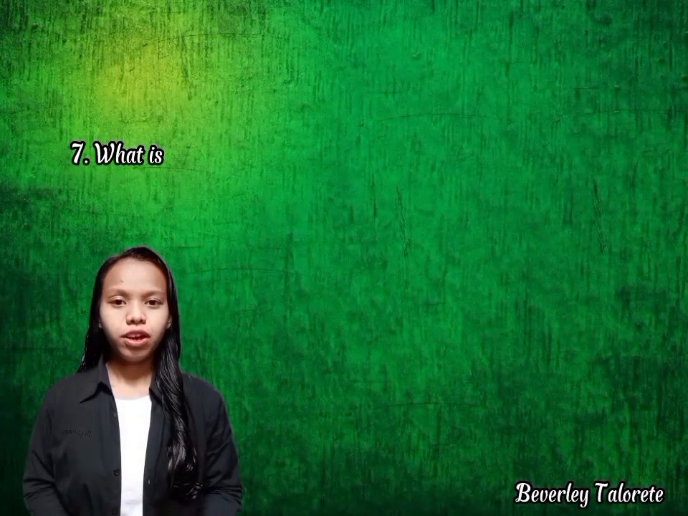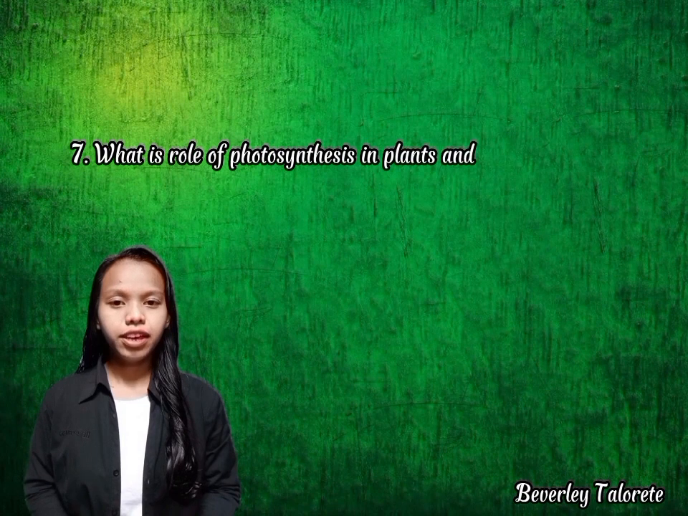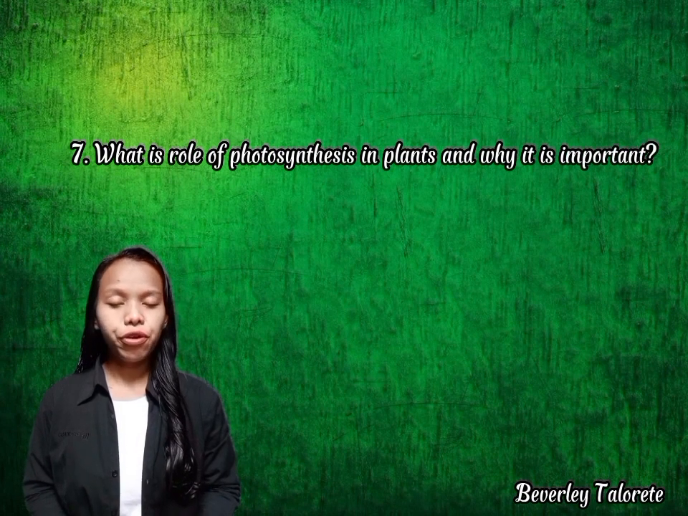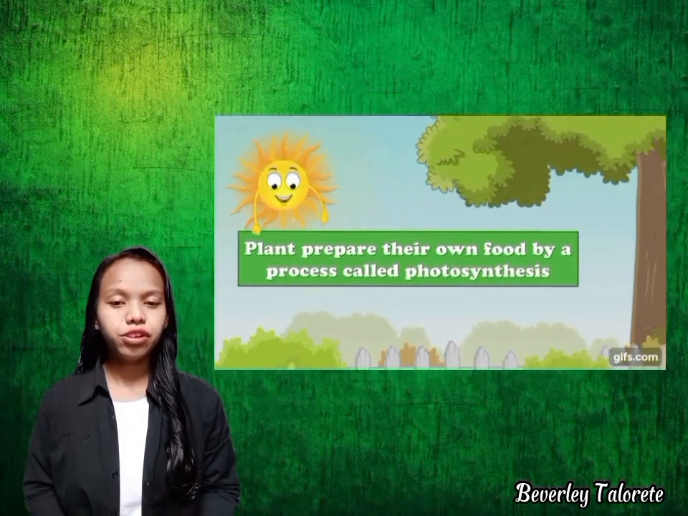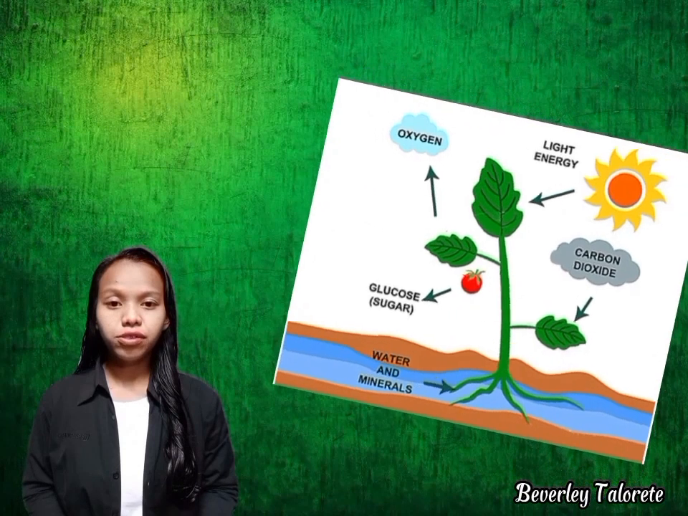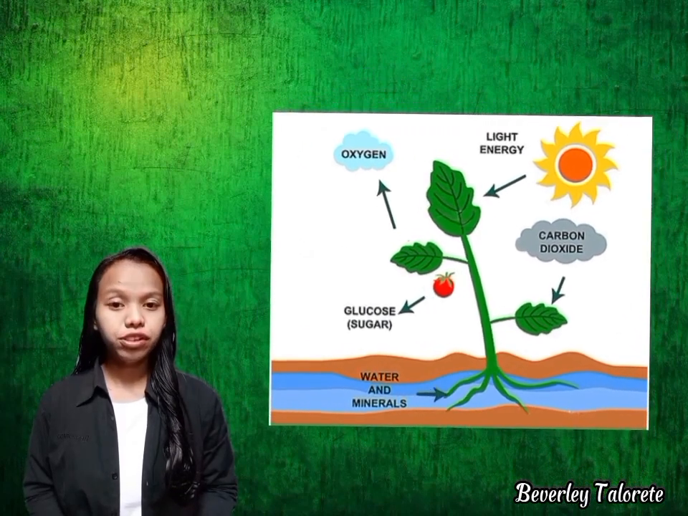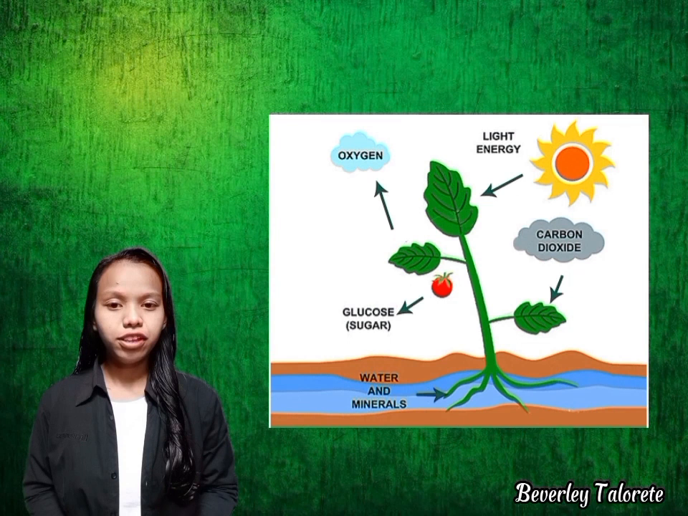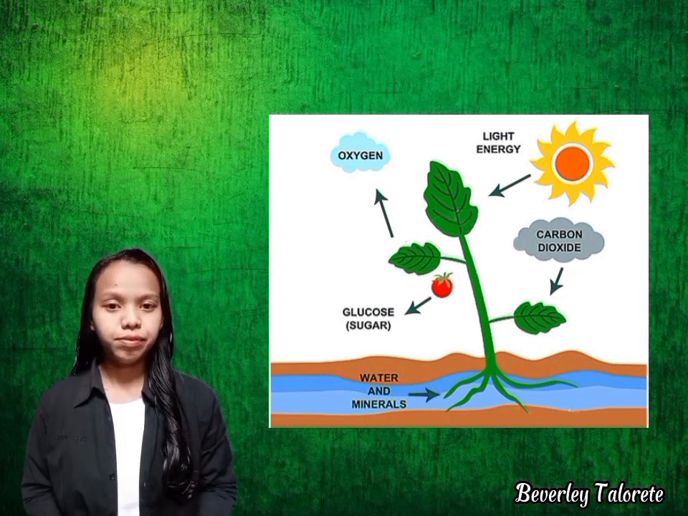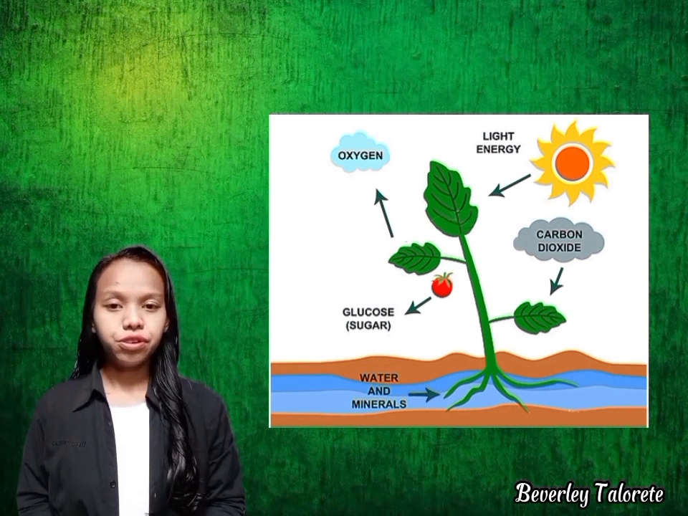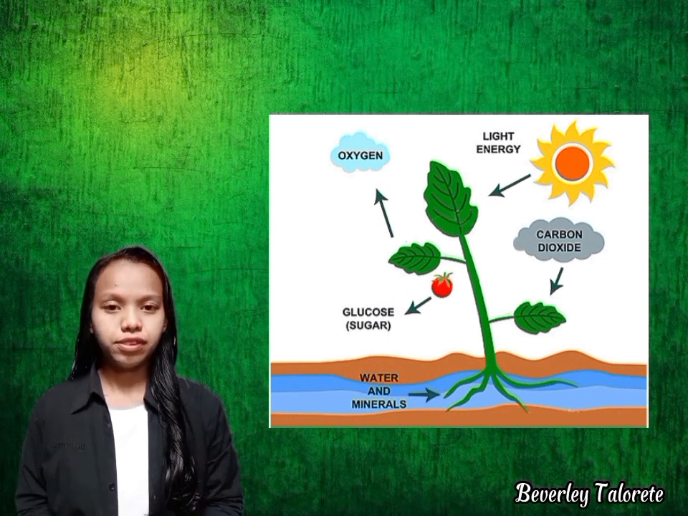Number 7. What is the role of photosynthesis in plants and why is it important? Plants are autotrophs, which means they produce their own food. They use the process of photosynthesis to transform water, sunlight, and carbon dioxide into oxygen and simple sugars that the plant uses as fuel. These primary producers form the base of an ecosystem and fuel the next trophic levels. Without this process, life on Earth as we know it would not be possible.